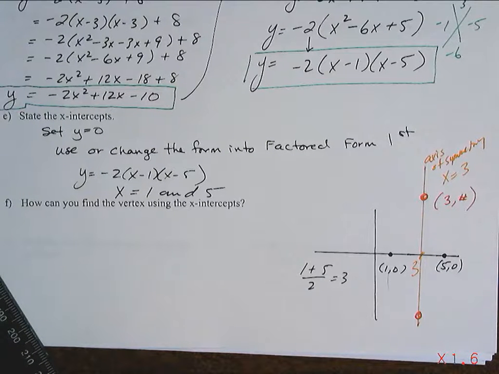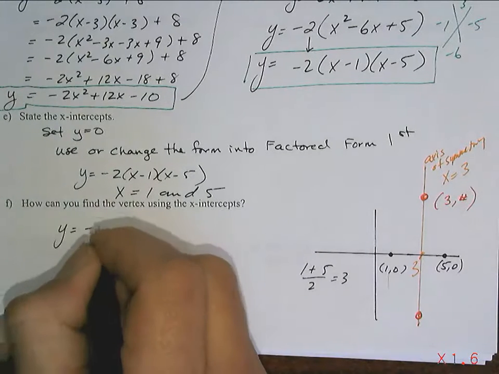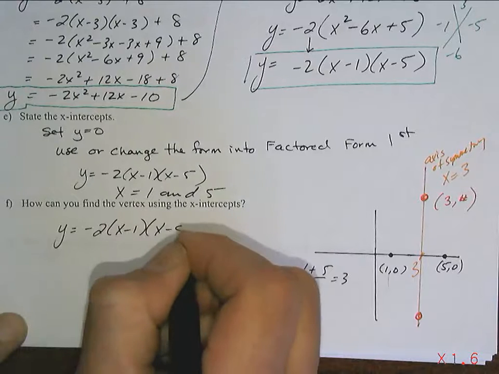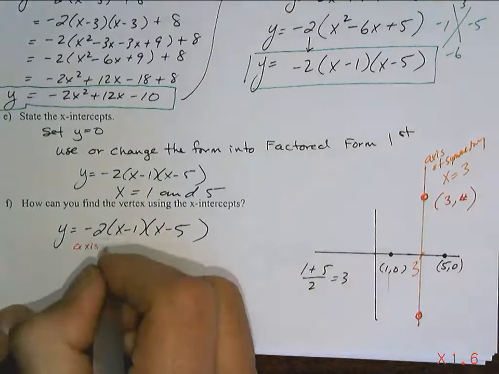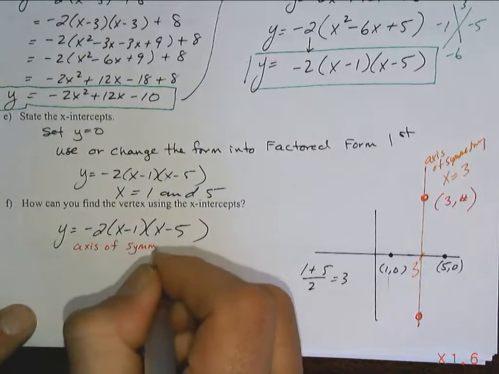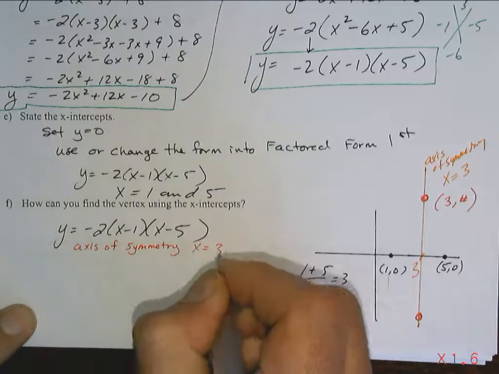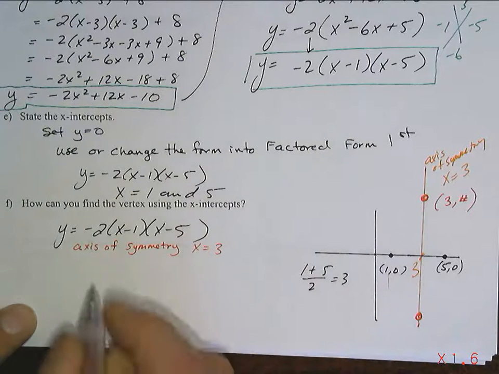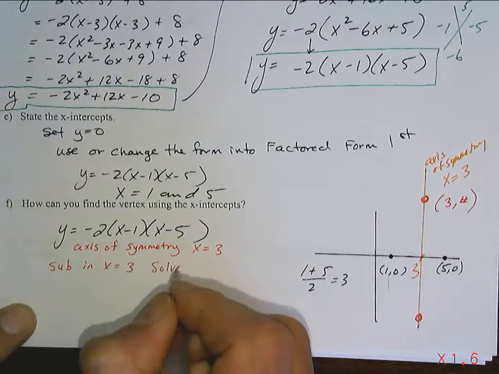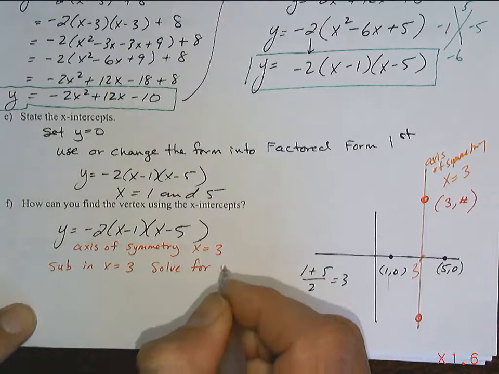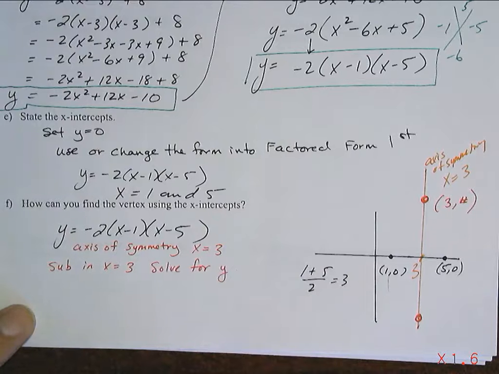All right. So what we can do now is that if I know what the X-intercepts are, and if this is my equation, we know that the vertex must lie on the axis of symmetry. So we know that the axis of symmetry is at x equals 3, and we talked about how we got that. But what that means is if we sub in x equals 3 and solve for y, you're going to get the y value of the vertex.